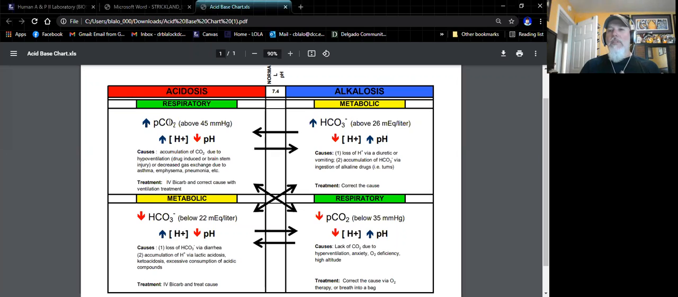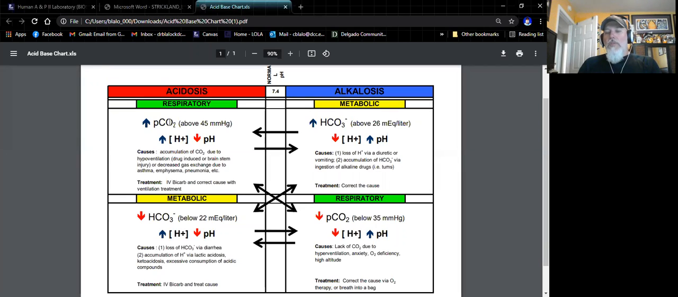That's going to naturally bring their pH levels back up, and then we fix the problem. All right. The IV bicarb isn't fixing the problem. The IV bicarb is treating the symptoms, but fixing the problem is going to take care of their respiratory situation.